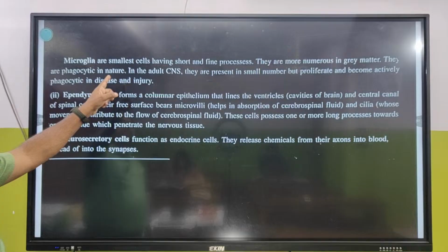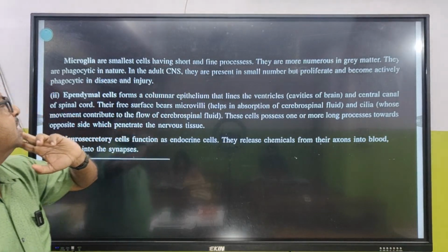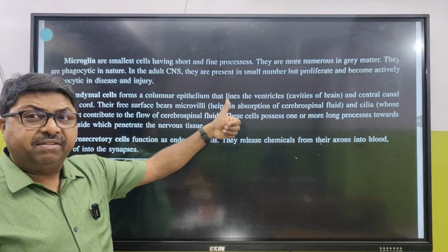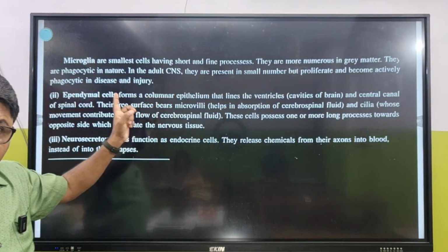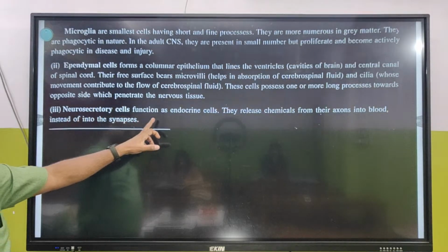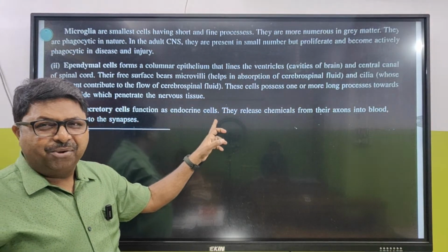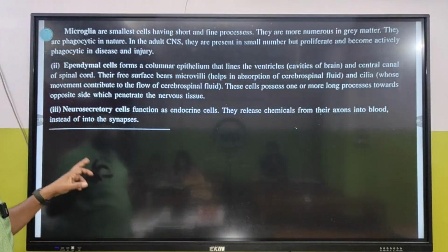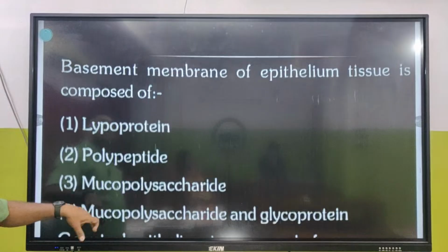Ependymal, macroglia are smallest cells having short and fine processes. Ependymal cells form a columnar epithelium that lines the ventricles. Ependymal, they line the ventricles of the brain. And neurosecretory cells act as endocrine cells. These release chemicals from their axons into the blood instead of into the synapses.